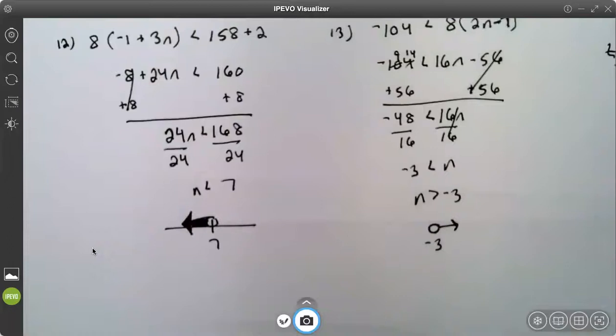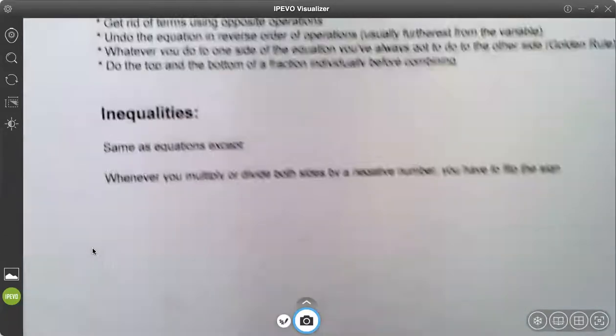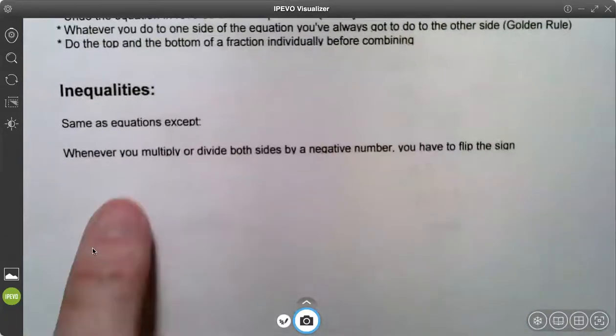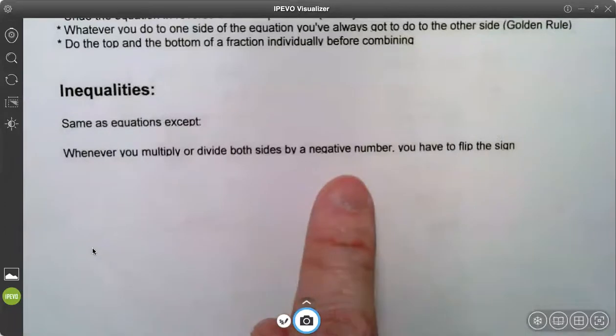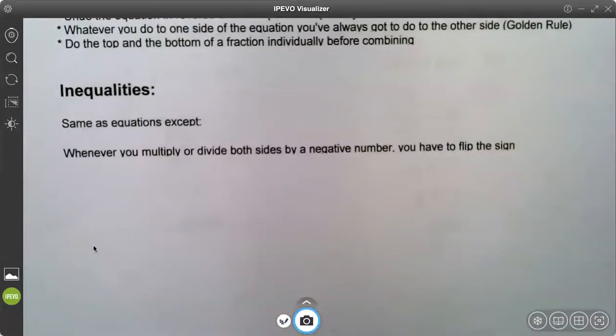So that is your video on solving a little bit tougher inequalities and graphing them. In these inequalities, we had to simplify and get the variable by itself. I don't think we had one with the variable on both sides, but the main thing we got to know is this. Whenever you multiply or divide both sides by a negative number, you have to flip the sign.